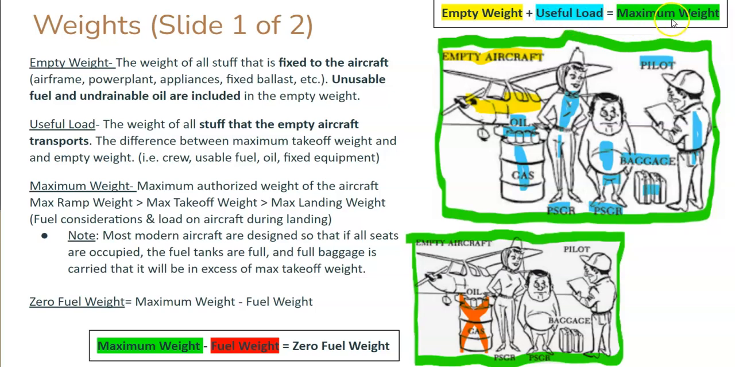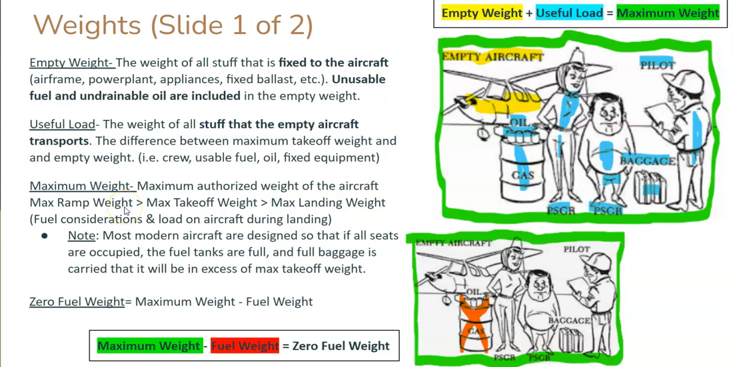So you have the maximum weight the plane can take. You have the empty weight of the aircraft itself. The useful load is everything that it can transport without being out of limits. Maximum weight is essentially that maximum authorized weight of the aircraft. You do need to understand that in different phases of flight, there are different maximum weights. For example, when you're on the ramp and you're taxiing over to the runway, there's a maximum ramp weight.